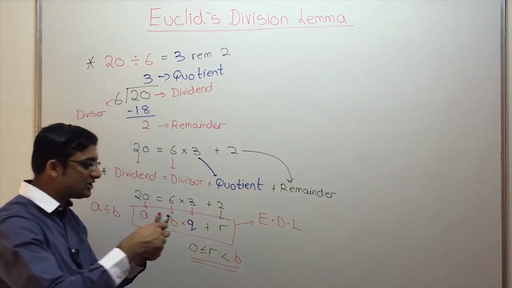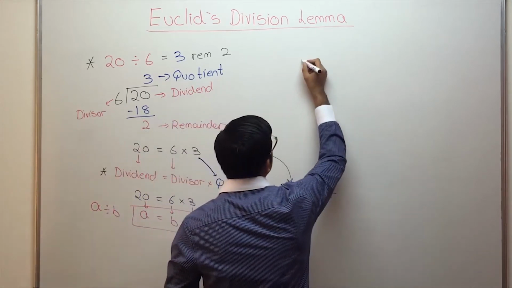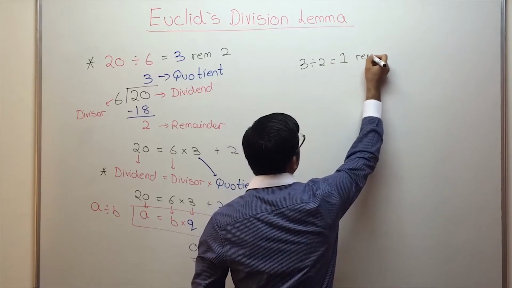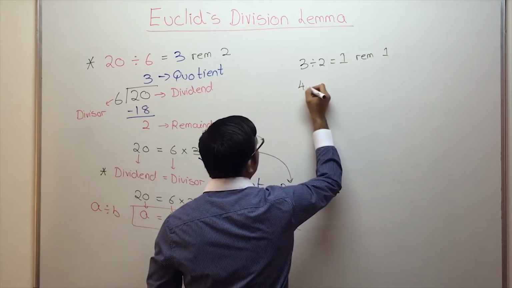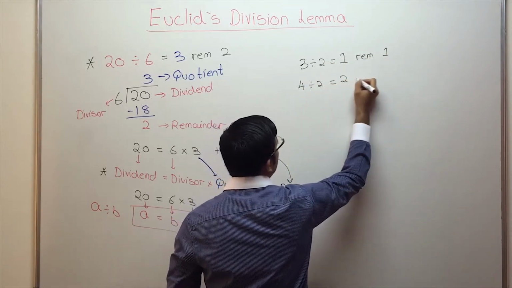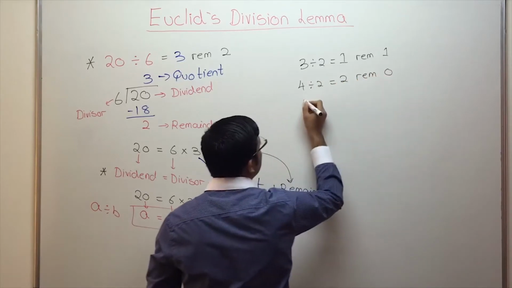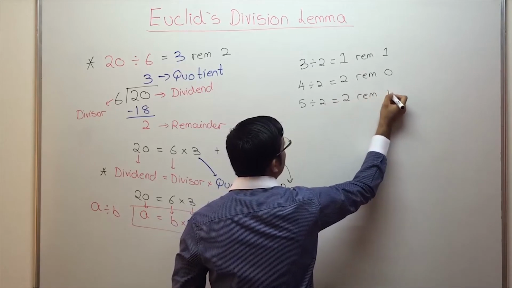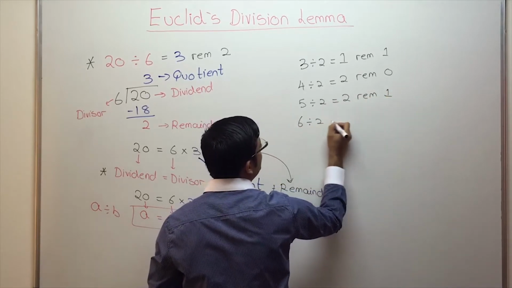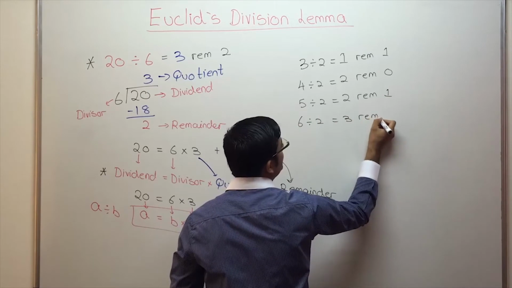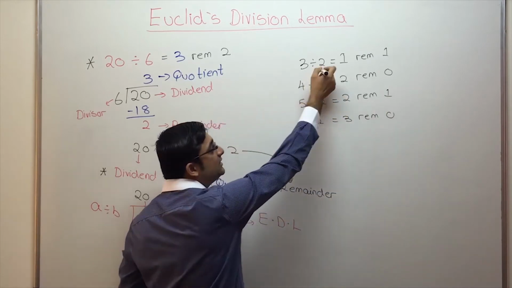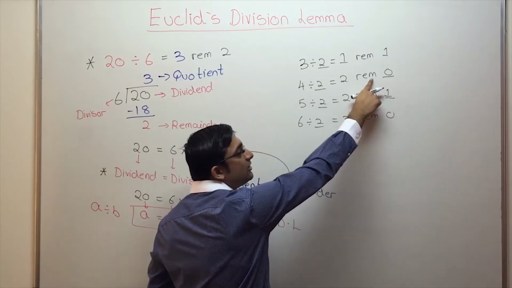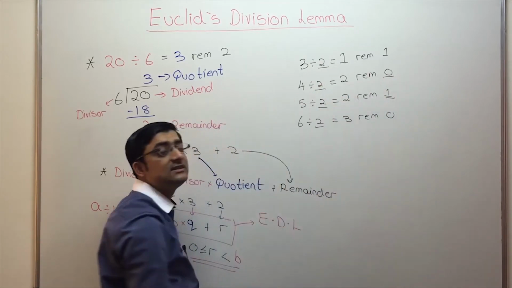Let me take a few examples to explain this. Let's say I have 3 divided by 2. It is equal to 1, remainder 1. Next, 4 divided by 2. It is 2, remainder 0. Then I have 5 divided by 2. It is 2, remainder 1. Then I take 6 divided by 2. It is 3, remainder 0. So what is the divisor over here? It is 2. What is the remainder? Either 0 or 1. So the remainder will either be 0 or less than your divisor.